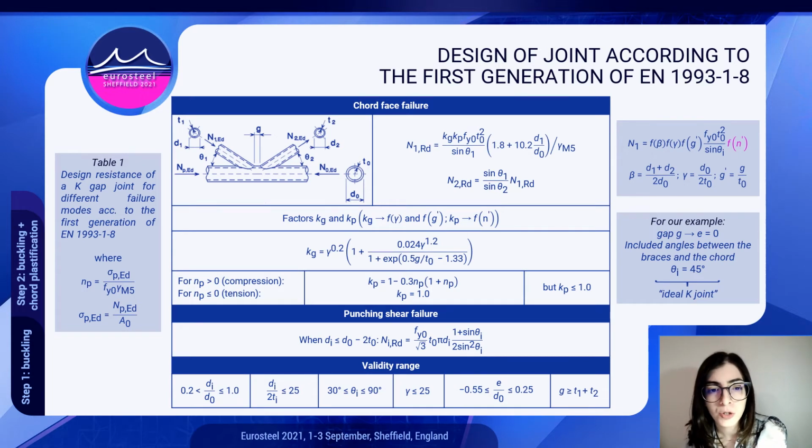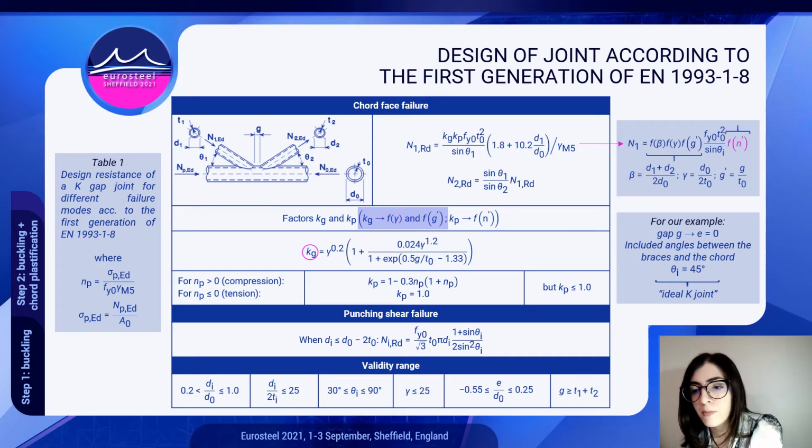This table shows formulas and limitations for determining the design resistance of a K-gap joint according to the first generation of EN 1993 Part 1.8. The formula for chord plastification can also be shown in this general form, and these three functions only depend on the geometry of the joint. Factor Kg here joins the functions of gamma and g prime. The function of n prime depends on the level of the stress in the chord, and factor Kp corresponds to this function. It depends on the ratio np, which is the ratio between the chord's so-called pre-stress and the yield strength of the chord divided by the partial factor.